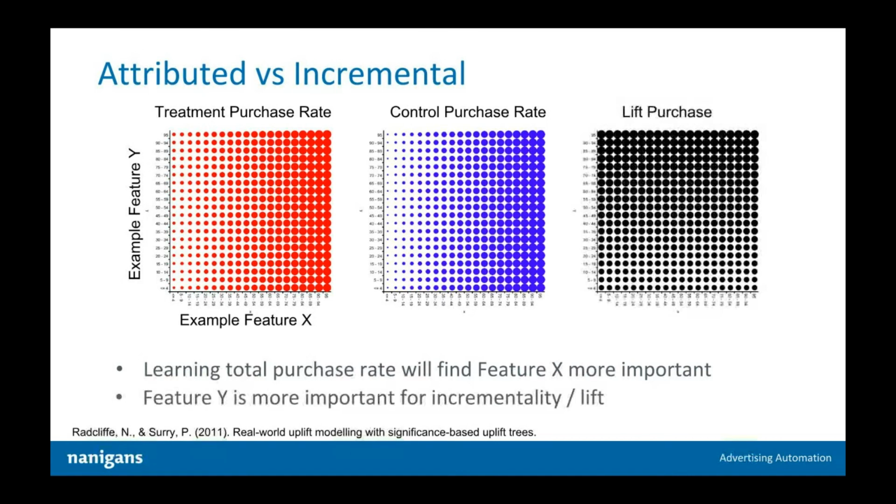But if you were to take the difference between treatment and control, all of a sudden your important features might change. So in this example, we take the difference between the treatment and the holdout purchase rate at a feature level, and in this case, feature Y is much more important, and any algorithm would focus on that because it's more important for lift, not necessarily the absolute response rates.